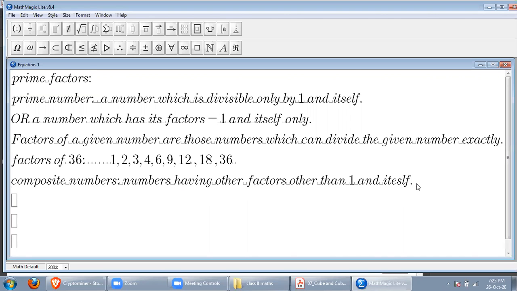Okay. So what are the factors of 5? One and five. 5, 1 and 5. So 5 is a prime number. Am I right? Yes, prime number.